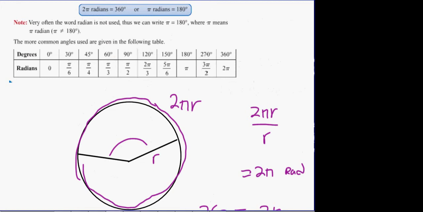Now, we know that pi equals 180. When you divide 180 by 6, you get 30, and that's why it's pi over 6. 45 goes into 180 how many times? 4. That's why it's a quarter. 60 into 180? 3. That's why it's a third. Everybody get the gist of it now? What about 270? What's 270 divided by 180? 3 over 2. And that's why it's 3 over 2 pi.